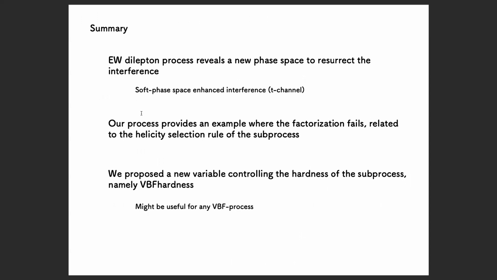Okay, so let me summarize. Our electroweak dilepton process reveals new phase space to resurrect interference. This is a different phase space in the sense that the interference comes from the s-channel diagram with the t-channel light. So it's a softer phase space, but it enhances the interference. And also our process is one of those failing examples of the effective W approximation due to the helicity selection rule. We firmly established this by computing analytically in the toy model. And we also proposed a new variable called the VBF hardness. This one can directly control the amount of energy going into the subsystem, so it's really helping a lot. And probably we will reanalyze, including this operator and this variable in the future, even though in our case we didn't do it because it's complicated.